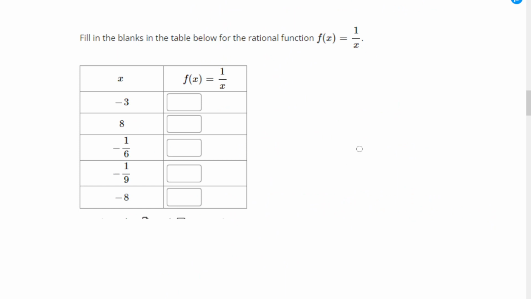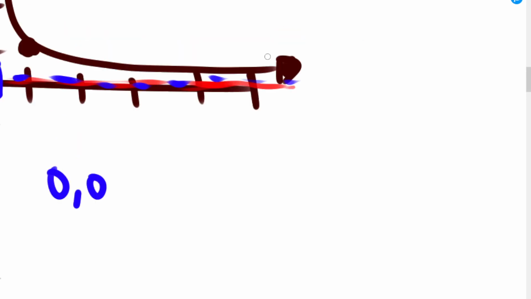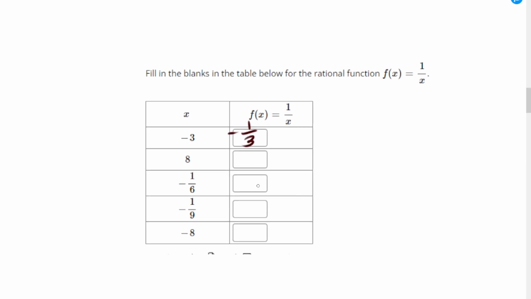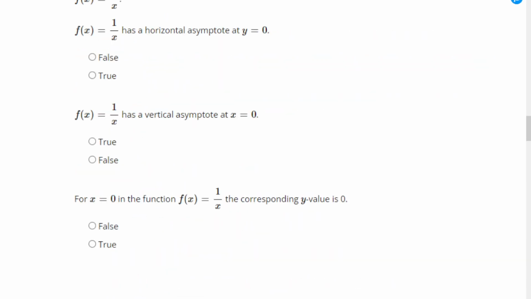Fill in the blanks for the rational function f of x equals 1 over x. So -3 will be 1 over -3. Let me change back to my maroon color because that's easier to see. So if x equals -3, we have 1 over 3, and that's negative. If x equals 8, then we'll have 1 over 8. If x equals -1/6, then we'll have -6. If x equals -1/9, then we will have -9. If x equals -8, we will have -1 over 8. Moving on. Yeah, pretty simple.